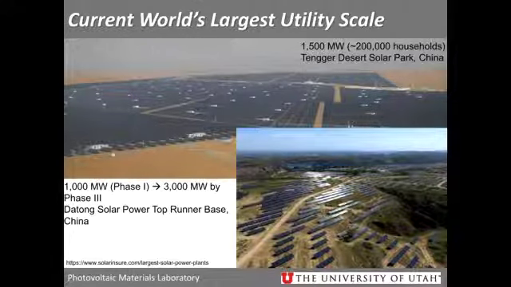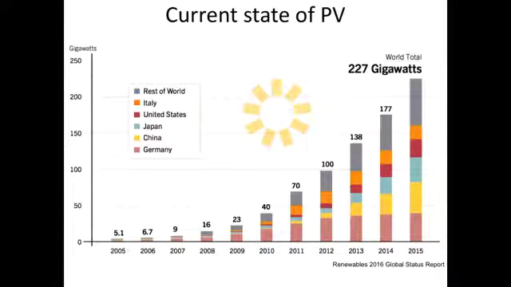So what is the largest solar utility scale right now? It's in China. China is the single largest manufacturer of solar panels, primarily silicon. And so they have two big solar farms. One is 1,500 megawatts. To put that in perspective, that's about 200,000 households. That is completed. They have a second one of 1,000 megawatts, and they're expected to grow to 3,000 megawatts. So these are huge solar farms that are being installed all over the world. Those were the two biggest, and they are about 2 gigawatts of production power.